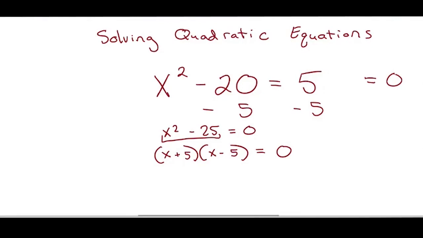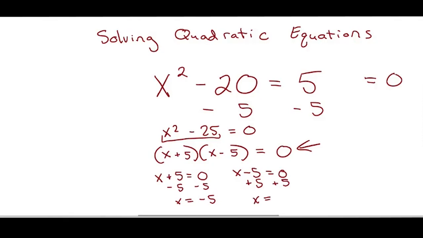Now that I have x plus 5 times x minus 5 equals 0, I know that 0 times anything is 0. So the only way that I'm going to get 0 here is if one or both of these are 0. So what I will do is I will set each parenthesis equal to 0. And now I'm going to subtract 5, subtract 5. So here x is equal to negative 5. On this side, I'm going to add 5 and add 5. So x is equal to 5. So my answers are negative 5 and 5. And that's how you solve these quadratic equations.